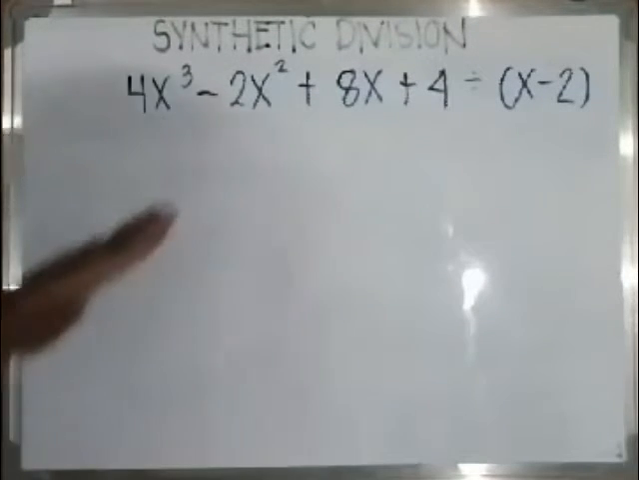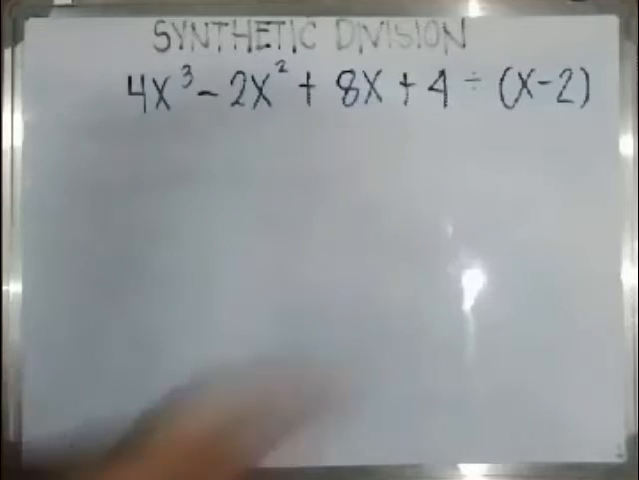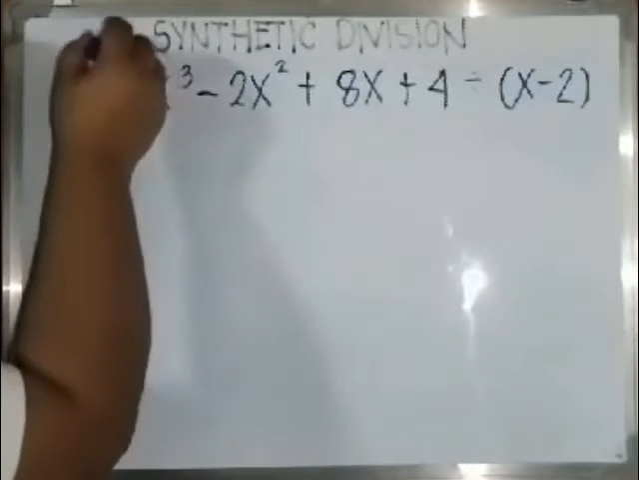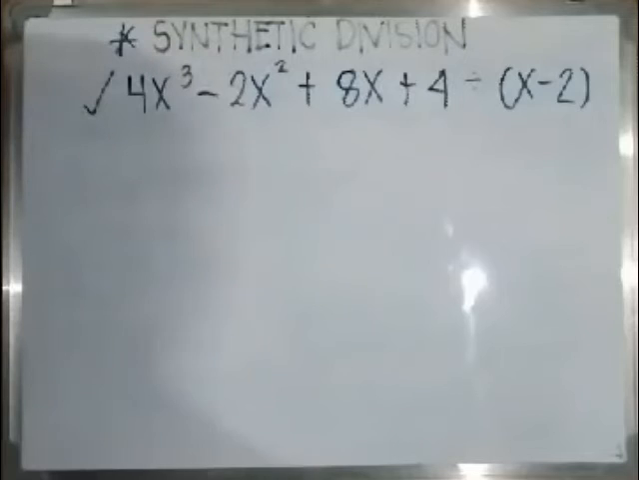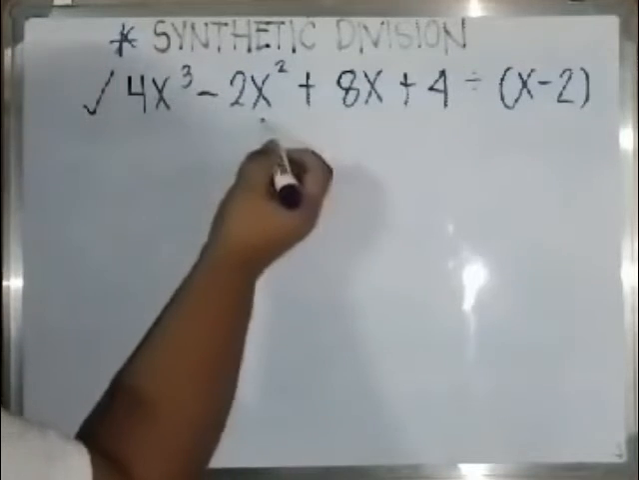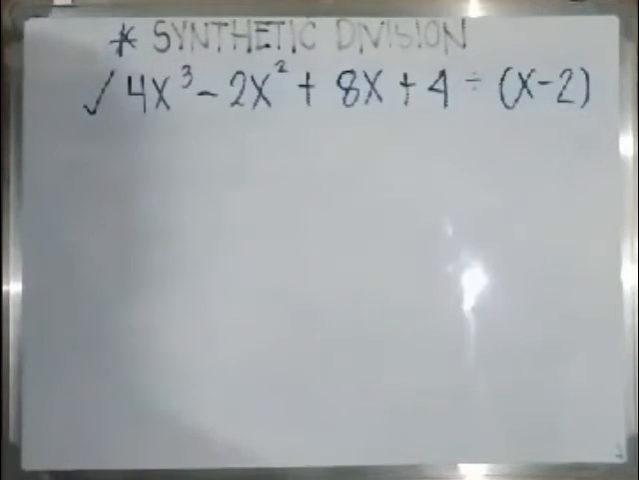Alright, so we will be discussing synthetic division. This is actually the easiest way, the shortcut that most students use in order to divide polynomials, just like the problem given here. Let's try this problem using synthetic division. I'll be showing you how to divide it as fast as you can. So you have 4x cubed minus 2x squared plus 8x plus 4 divided by x minus 2.